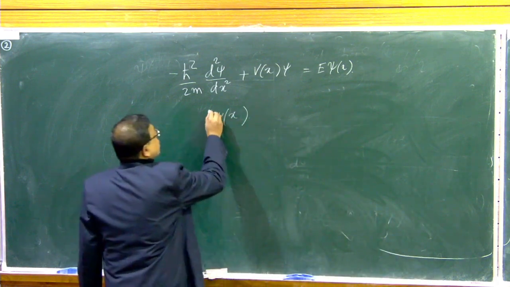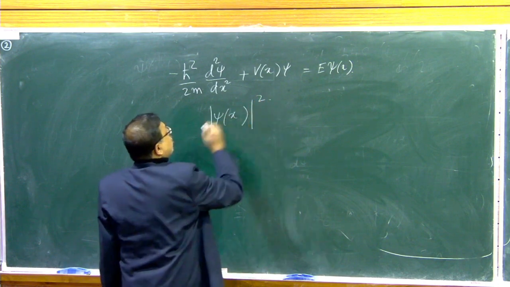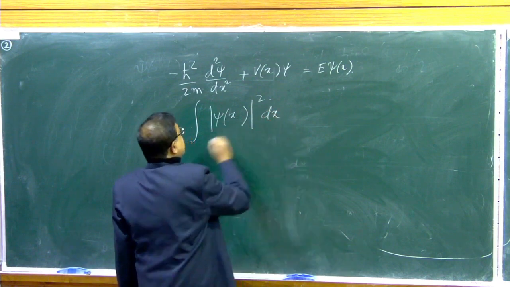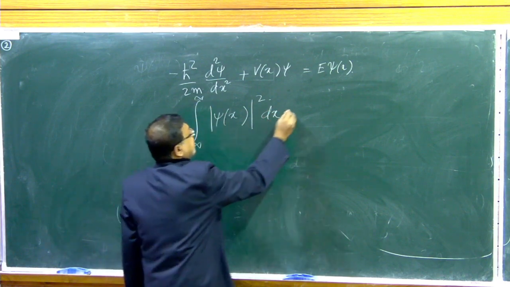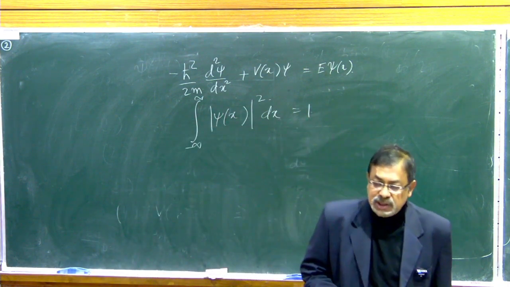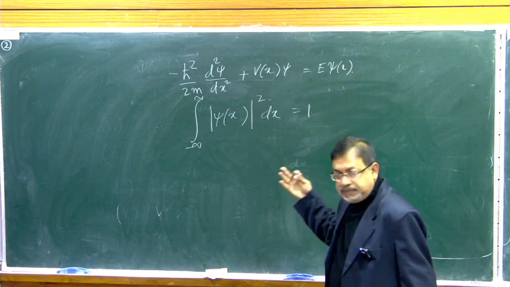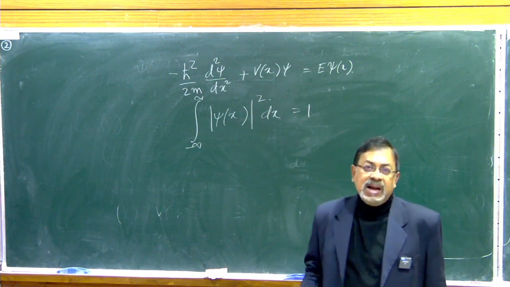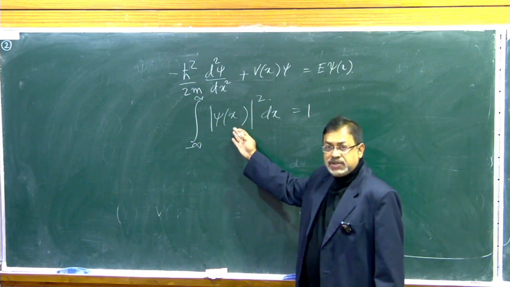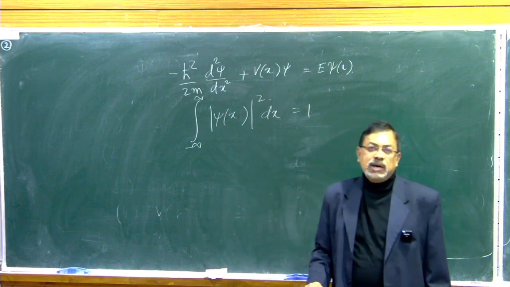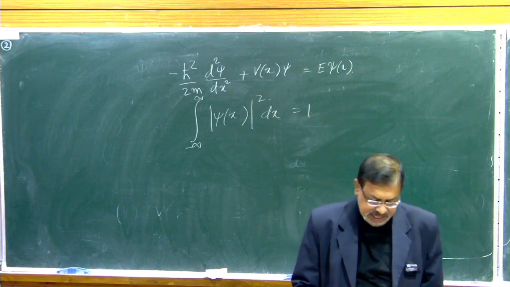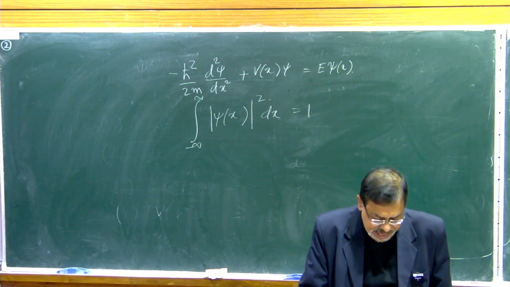What is the meaning of square integrable? It means you take the mod square of that. I've told you that psi is in general complex, and the integral of the mod square from minus infinity to plus infinity should be equal to 1. This is called the square integrability of the wave function, which normalizes the probability. So the normalization of psi requires the probability to be normalized as well. They are connected, and that's why psi should be normalized.